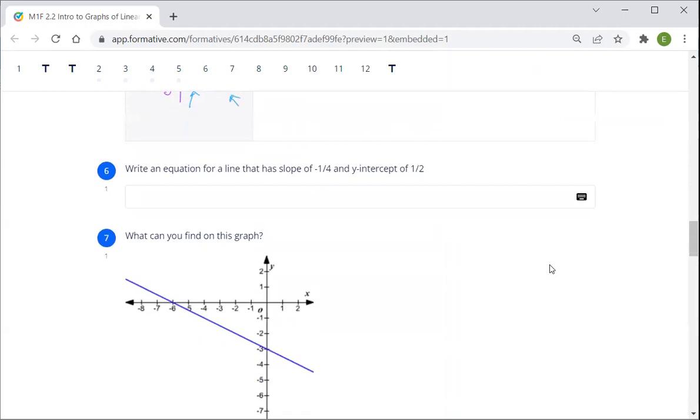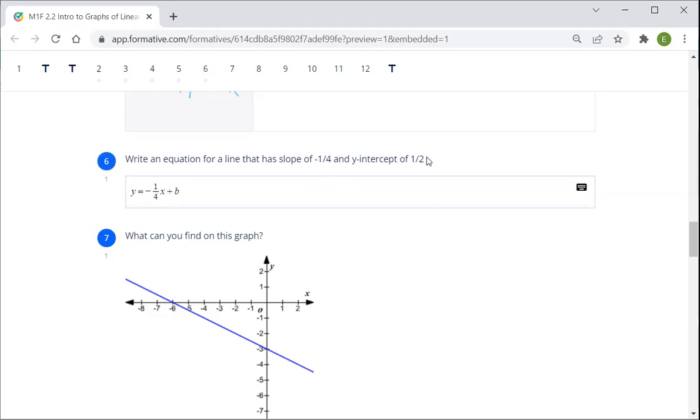Next one says write an equation for a line that has the slope of negative 1/4 and a y-intercept of 1/2. I think the easiest way to do this, guys, is go ahead and write y equals mx plus b in here. And then we're just going to fill it in with what we know. Negative 1/4, that's the slope, so that's the m value. So we want to delete the m and type in negative 1/4. And then we have y-intercept of 1/2, so I want to delete this b and type 1/2. And there you go. We've written an equation.